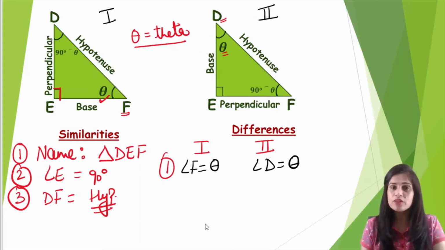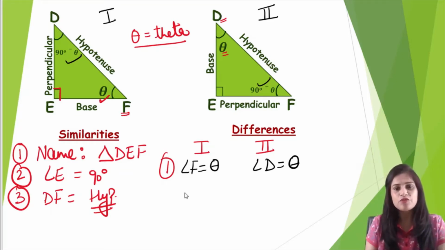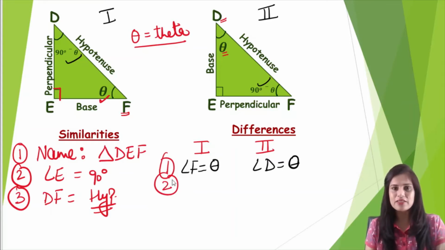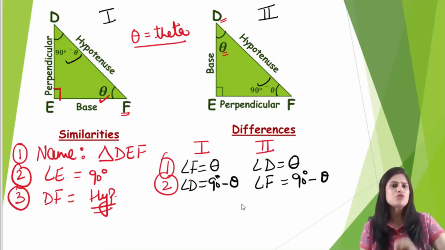Now what about the third angle in both of the triangles? That is 90 minus theta. Why 90 minus theta? The reason is the angle sum property of a triangle, and you can see in both of the triangles the differences in terms of this angle, that is 90 degrees minus theta. In the first triangle it is angle D, isn't it? And in the second triangle 90 degrees minus theta is which angle? That is angle F. So here we have found two differences.